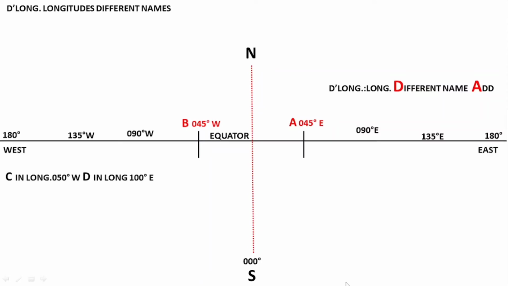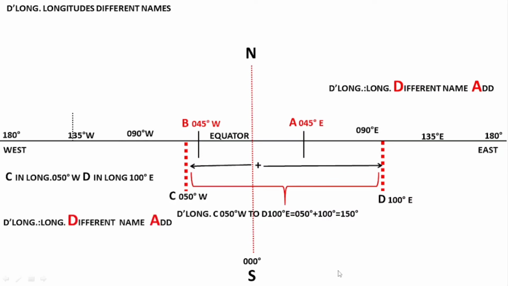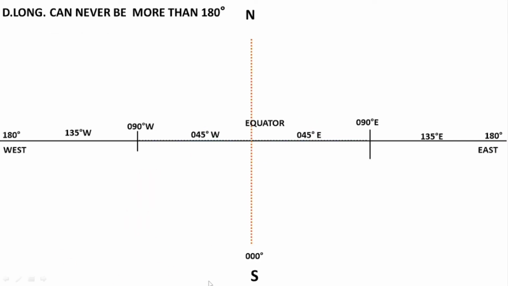Now another example here, for 50 degrees west to 100 degrees east. So you're going from C to D, crossing the prime meridian, should be 150. And the naming has to be as per the direction, from which place to which place you're going. And remember, alternate names or different names is added. Always do that. That is the easiest way to do it.